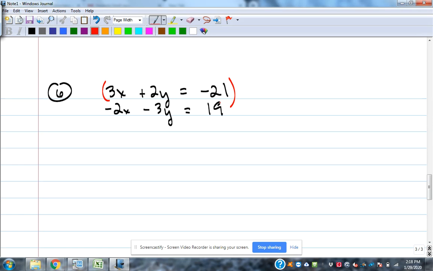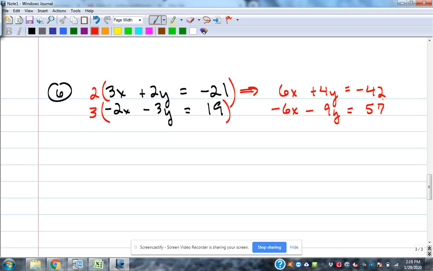So what do I have to multiply the top one by to turn that X into a 6? By 2. So I'm multiplying the top one by 2 to get 6x plus 4y equal to negative 42. And then what do I need to multiply the bottom one by to turn it into a negative 6? 3. So that's going to be negative 6x minus 9y. 3 times 19 be 30, and 27 be 57, I believe. And then we're going to add those two equations together.